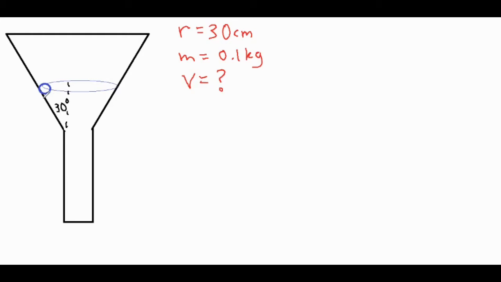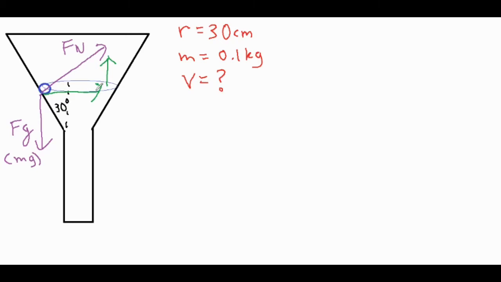We're going to go ahead and draw our forces. We have the force of gravity straight down, which is also known as mg, mass times 9.8. And then we also have the normal force from the funnel pushing up perpendicular to that surface. Now, the key to this problem is to break the normal force into its components. So we have a horizontal component going this way, and then we also have a vertical component going this way.